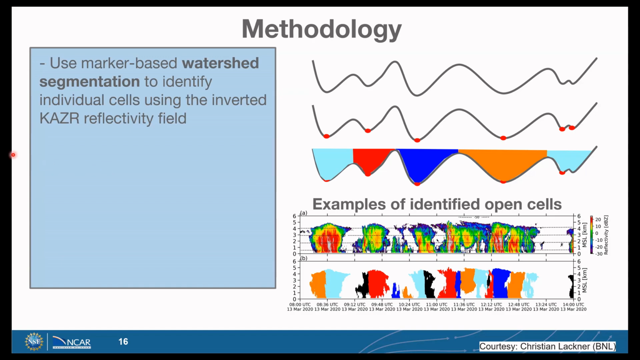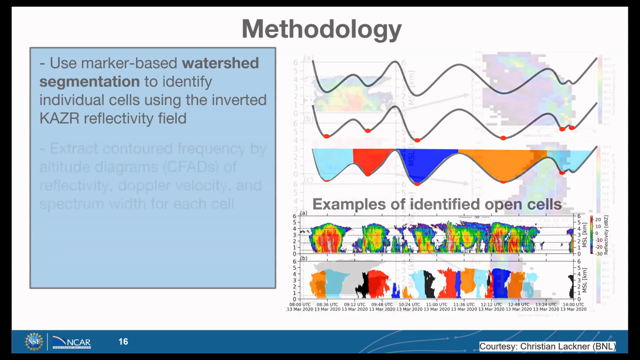The idea is that Christian used a watershed segmentation method to identify individual cells from the inverted CASER reflectivity field. This is an example of what that looks like. In that time height transect of the reflectivity, here's the identification of these individual cells shown by these different colors. So we needed some quantitative way. You can quibble about what thresholds you use, how to get the cells exactly the way you want them, but ultimately you have to make some decisions and have some way to quantify this.